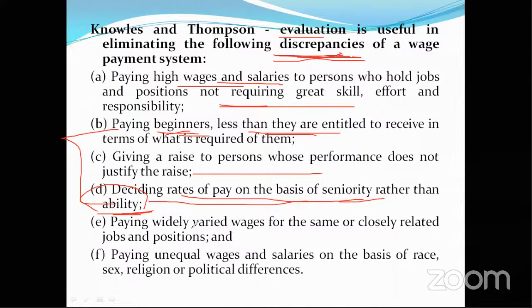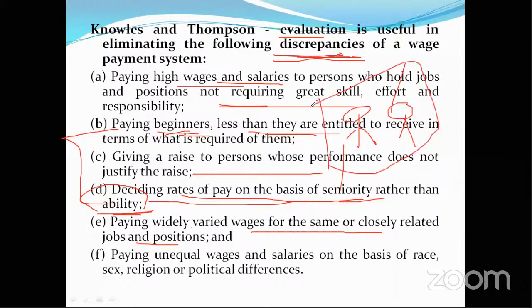And paying widely varied wages for the same or closely related jobs and positions. It will eliminate this risk also. Same type of job, one person is doing, he will receive more money, whereas another person of the same job will receive less money. So this is a discrepancy. So if you perform job evaluation properly, this will eliminate this kind of discrepancy also.